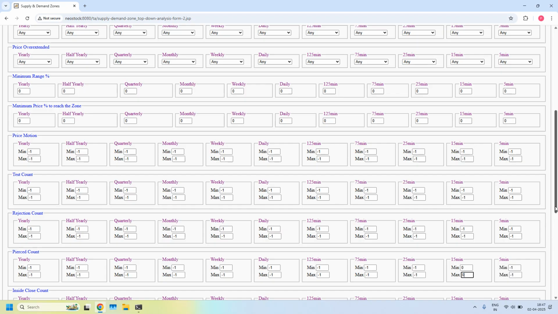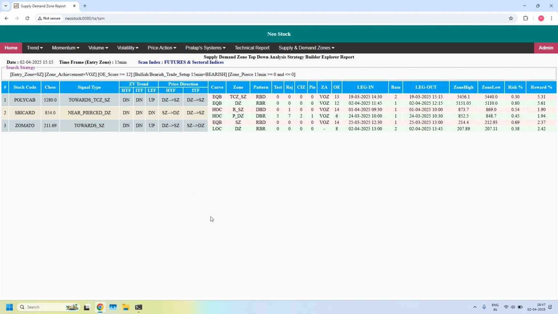With these filters, we got 3 stocks. These 3 are supporting bearish trade setup for daily income trade, and all the entry time frame zones are 15 minutes supply zones. We have 3 15-minute supply zones. Out of these 3, how many might be having more high probability to get success? That we will filter based on zone confluence strategies.